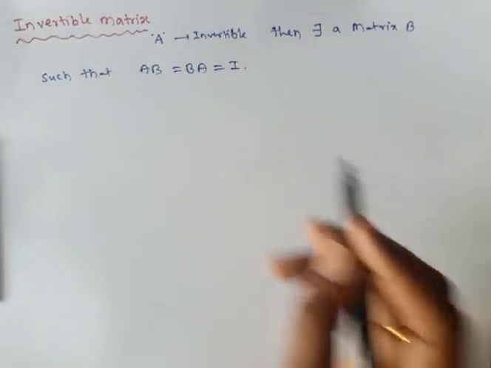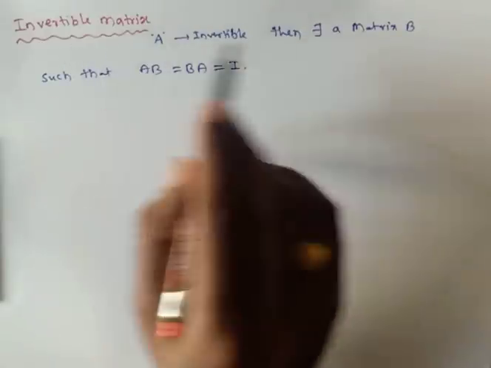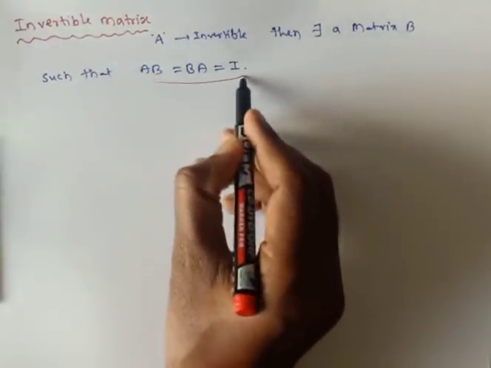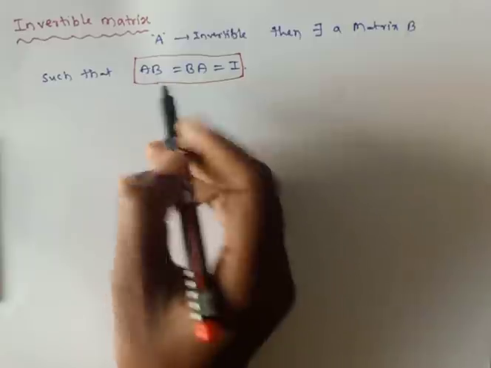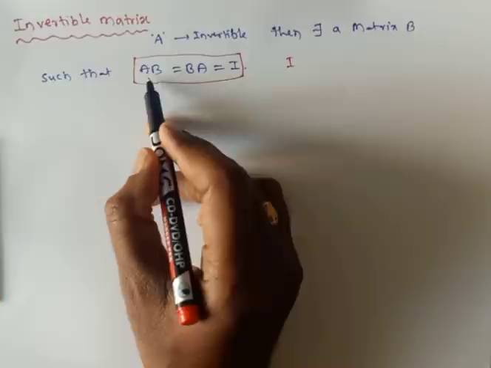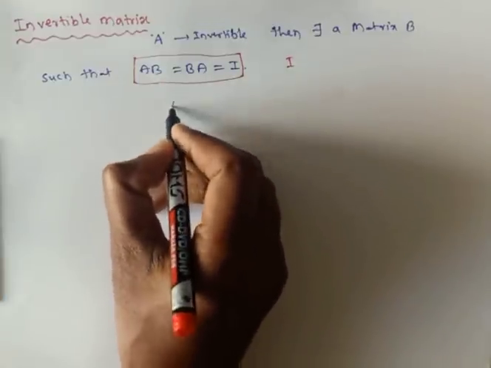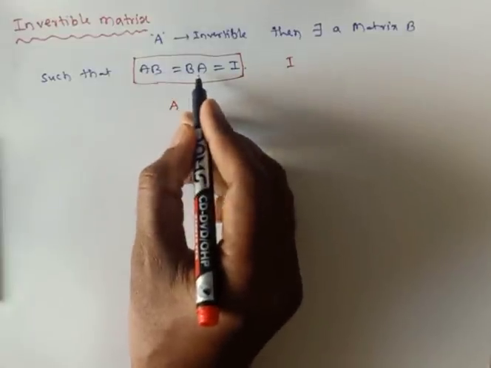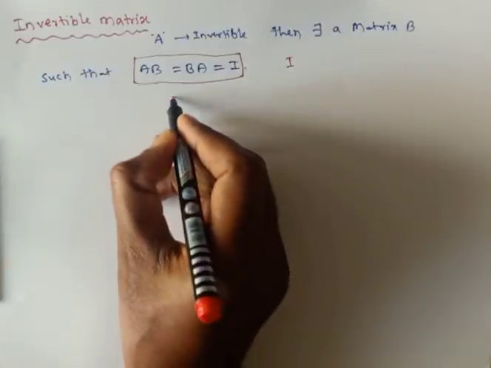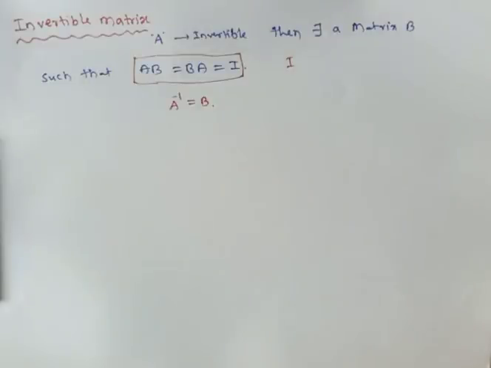So simply, the definition of an invertible matrix: a square matrix that has an inverse means there exists a matrix B such that A into B equals B into A equals I, where I is a unit matrix of the same order as A and B. In this case, if AB equals BA equals an identity matrix, we say that A and B are inverses of each other. So we can write this as A inverse is equal to B, or B inverse is equal to A also.